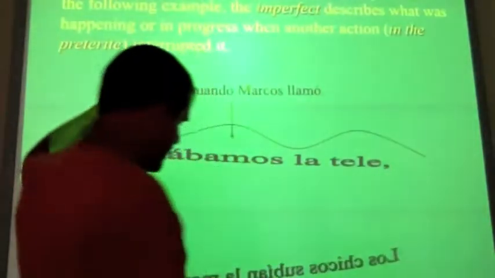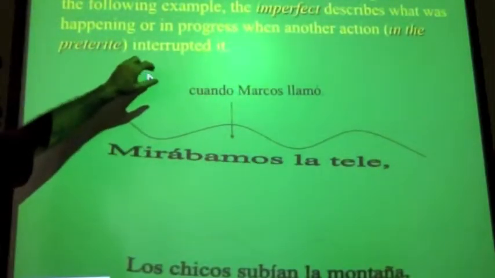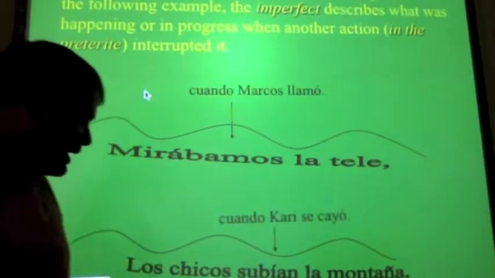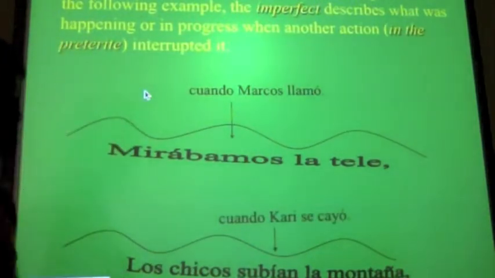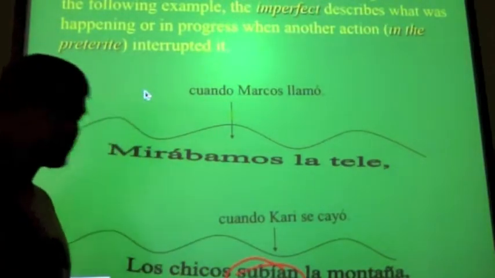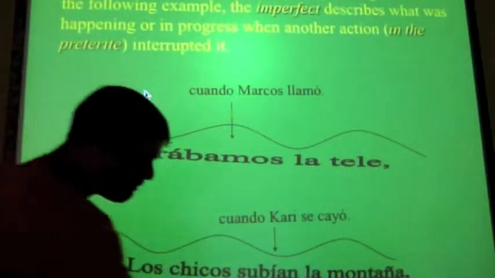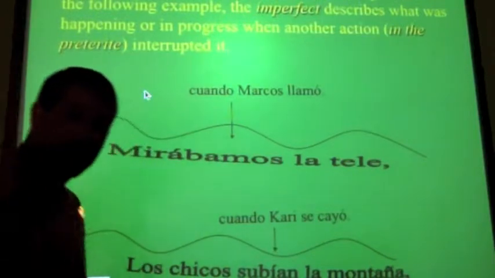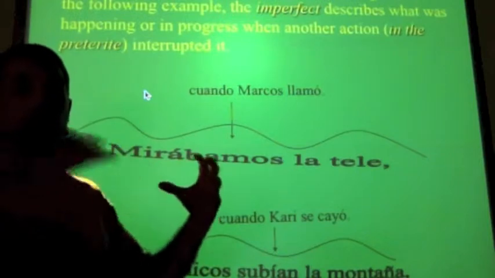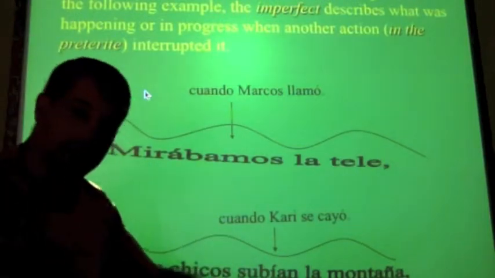Another example. Los chicos subían la montaña cuando Cari se cayó. So, once again, we have los chicos subían. That's in the imperfect tense. Imperfect because it was ongoing. Subían. They were climbing the mountain. Remember in English how we drag it out by saying was or were doing something. So they were climbing the mountain.